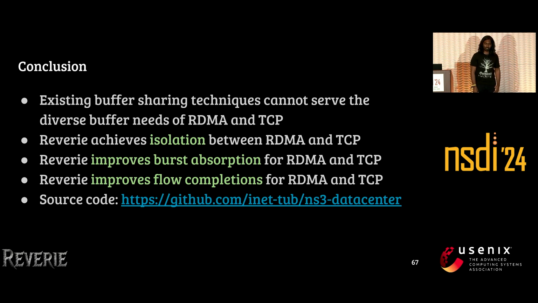In conclusion, the existing SONiC model with different admission controls cannot serve the diverse needs of RDMA and TCP together. We show these problems also formally in the paper. We designed Reverie, which achieves the desired goals of isolation as well as burst absorption for both types of traffic. We also show this allows us to improve flow completion times for both RDMA and TCP together.